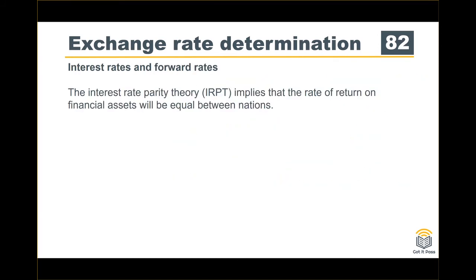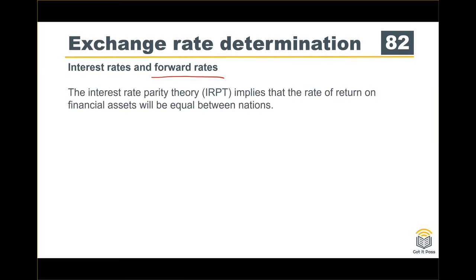So move on to interest rate and forward rates. Remember, for purchasing power parity, we are talking about the expected future spot rate. But for interest rate parity, it is different. We are talking about the forward rate. The forward rate is the rate agreed now, and you have to guarantee and promise to exchange the currency at the agreed rate now.